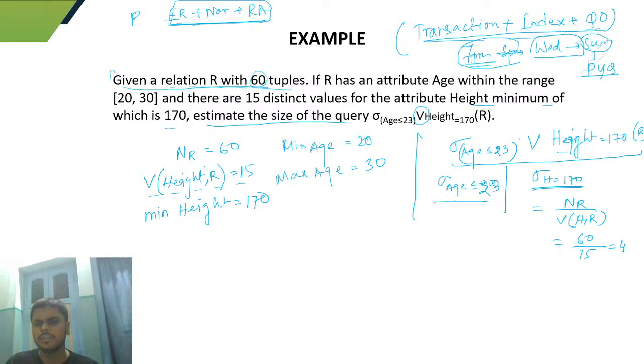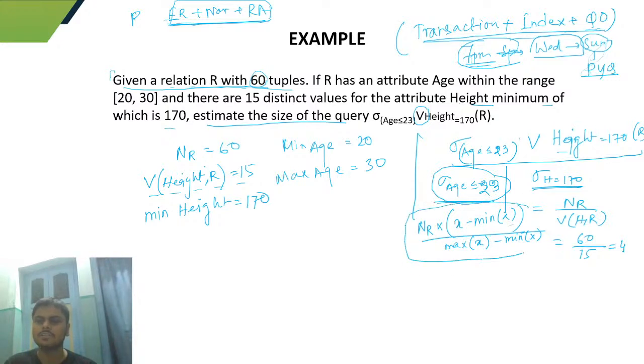Okay, and for this you need to find out the size of age less than or equals to 23. For this you have nr into (x minus min of x) divided by (max of x minus min of x). This is very easy to remember. It might seem very cumbersome to you, but it is actually the normalization formula, so it is very easy to remember.